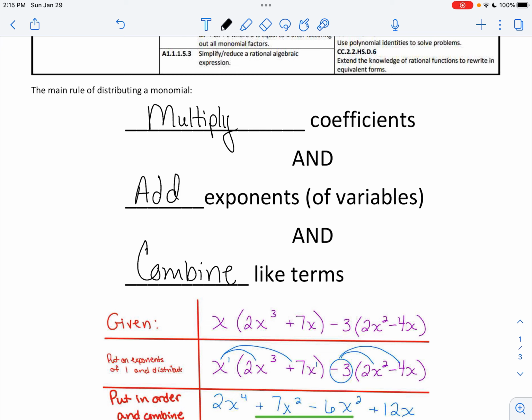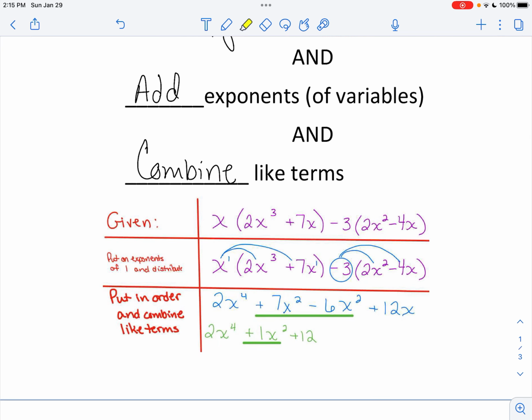And I have an example here. You'll be given maybe a monomial times a polynomial. And let's work that one down. So here's the distribution arcs of that one. And you end up getting 2x to the fourth from the first arc and 7x squared from the second arc. And then here's your second polynomial being multiplied by a monomial of -3. There's your distribution arcs. You can see the -3 goes to the 2 and then the 4. And this is the result of what you get when you multiply both of those distribution arcs.